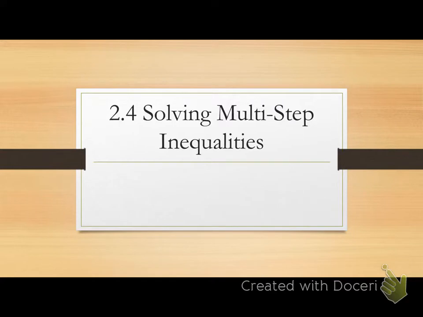There's just going to be multiple steps involved in solving our inequalities. Everyone okay with that? But once again, it's very, very similar to solving equations. Trying to get the variable by itself. Once again, the only difference is we've got to flip that symbol if we multiply or divide both sides by a negative.